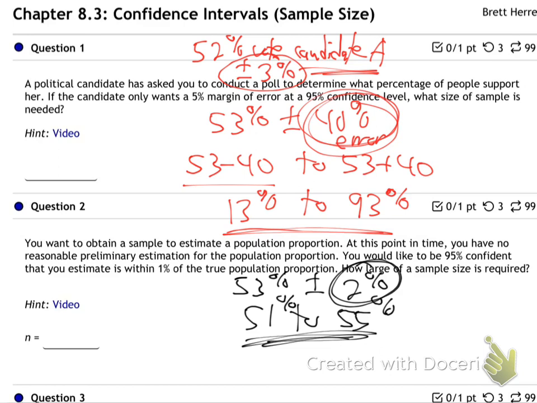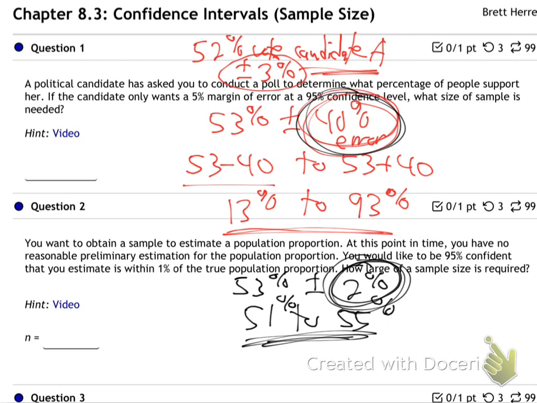What do you think we could do to make the error margin not be a whopping 40% and make it smaller? Should we ask more people or less people in our sample? What will make less error, more confidence? How about more people, huh? Yeah, you all sense that. The more people you ask, the more sure you are.